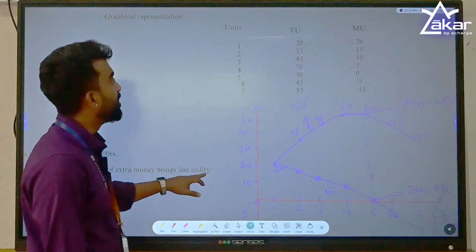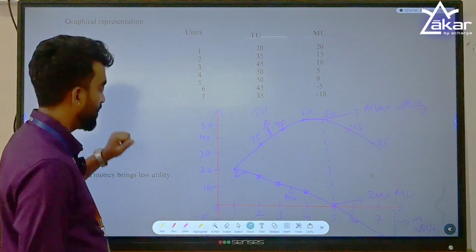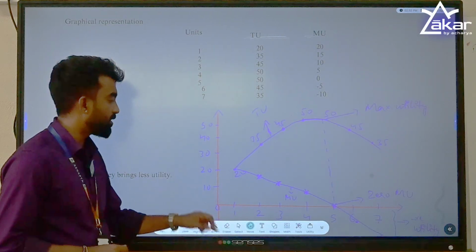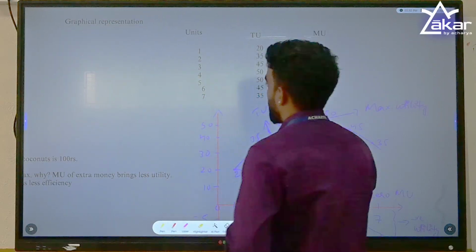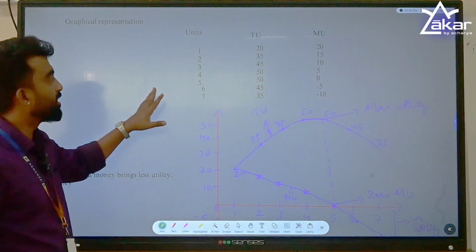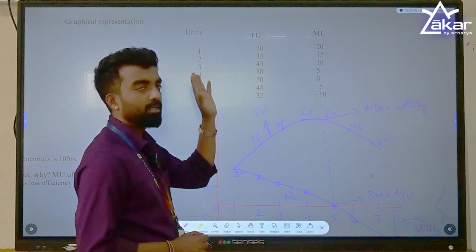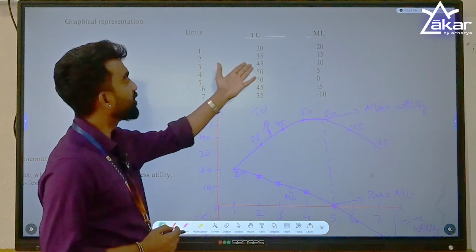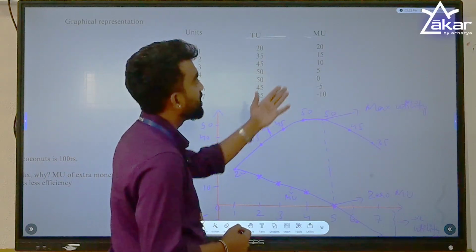Now let us see how the law of diminishing marginal utility looks in graphical representation. For example, I have taken these numbers. These are the units. There are 7 units. Let's say ice cream only. After consuming one ice cream, you got the satisfaction, or utils, of 20. After 2, 35, 45, it goes on. And this is marginal utility.